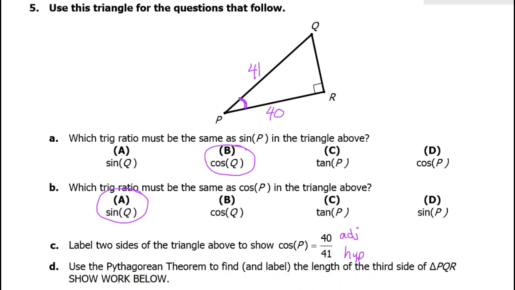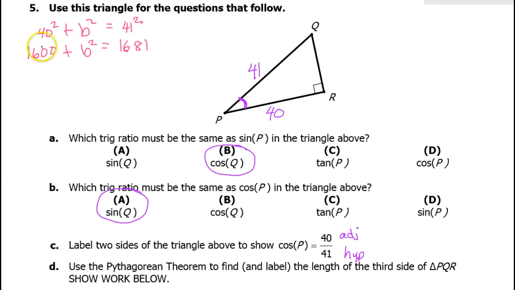Now, use the Pythagorean Theorem to find and label the length of the third side. Show your work. So let me change colors. We're going to use the Pythagorean Theorem to find the other side. So, a squared plus b squared is equal to c squared. Leg squared plus leg squared equals hypotenuse squared. That's the Pythagorean Theorem.